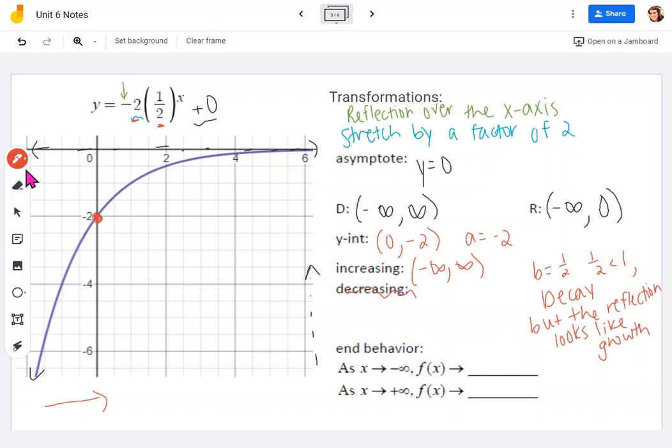And last but not least, our end behavior. So as x goes to -infinity, that's the left side of the graph, I see that this is going down. So the y's are trending down to -infinity. And as x tends to positive infinity on the right side of my graph, those y values are approaching that asymptote of 0.